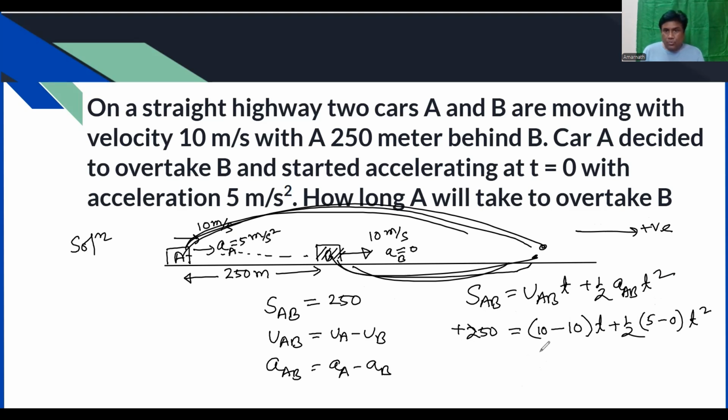Okay. So 250 into 2, it will be 500 equal to 5 T square. So it means 100 equal to T square. So T equal to plus minus 10, but I have to take only the positive 10 because negative time has no meaning. Okay. So the answer is 10 seconds. So how long will A take to catch B or overtake B? After that, it will overtake only because A's velocity is going on increasing. B's velocity is constant only.